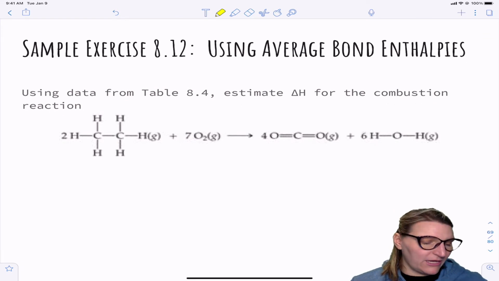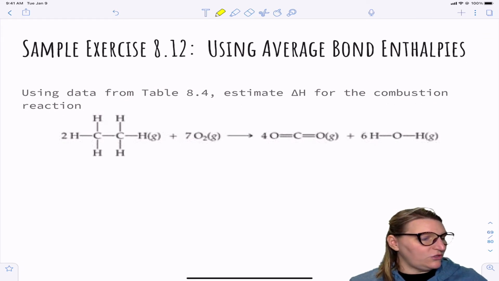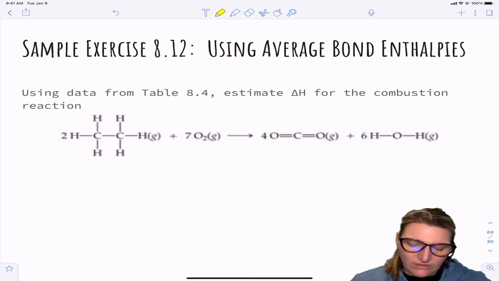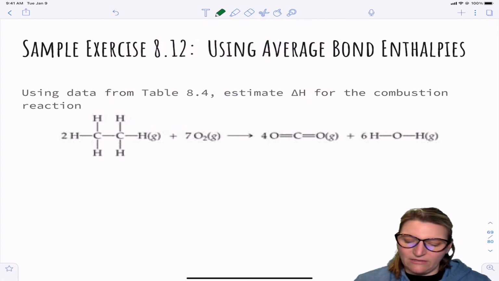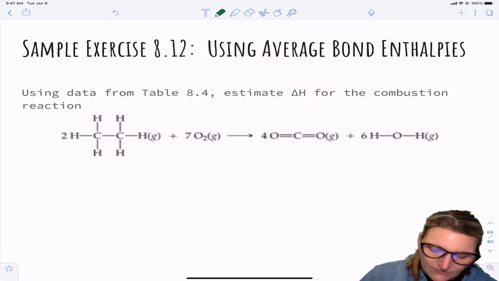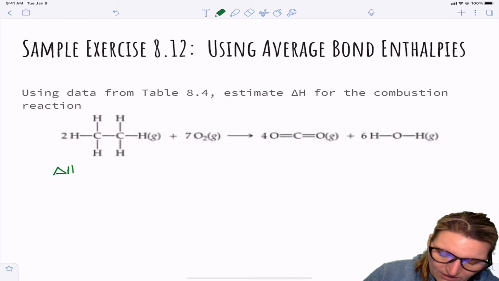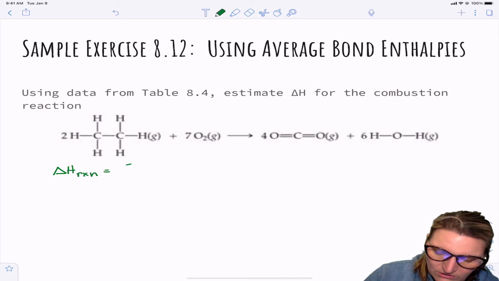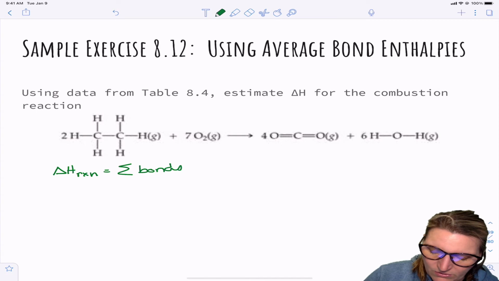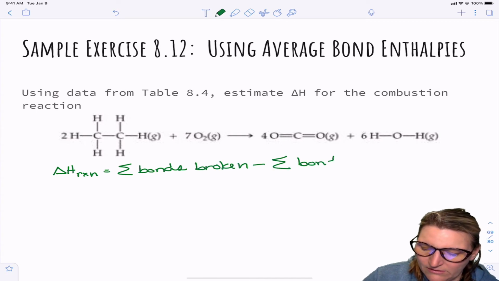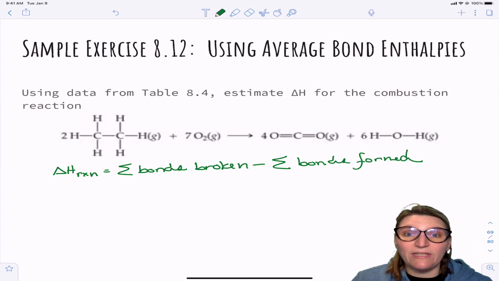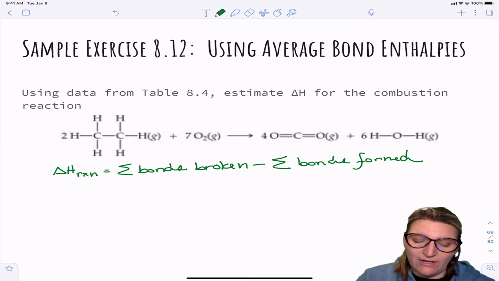Okay, sample exercise 18.12 is using these average bond energies to estimate, you can see they're using the word estimate there, estimate the delta H for the combustion of this reaction. So, here's the formula. Delta H of the reaction is equal to the sum of the bonds broken minus the sum of the bonds formed. And so I have to really go and take a look at that chart and make sure that I'm keeping track of the bonds that I'm breaking.